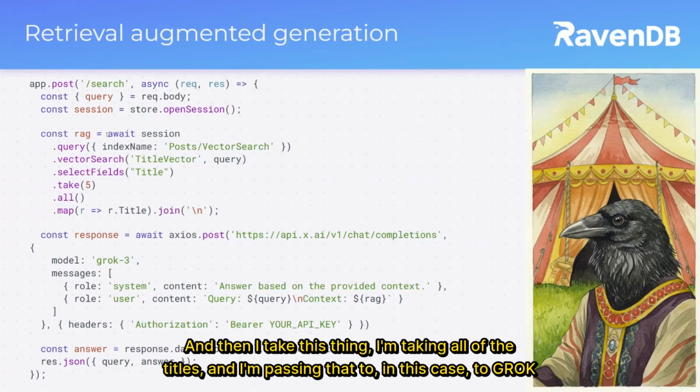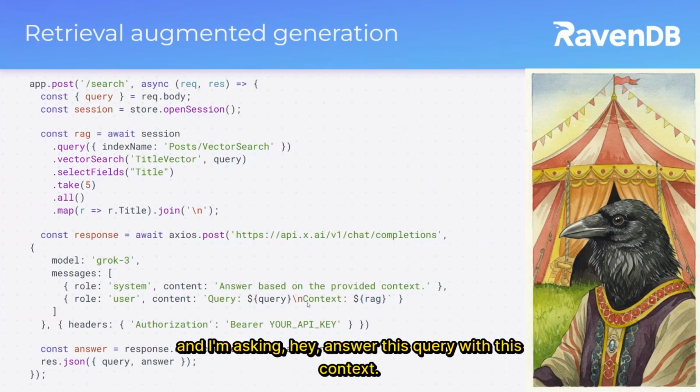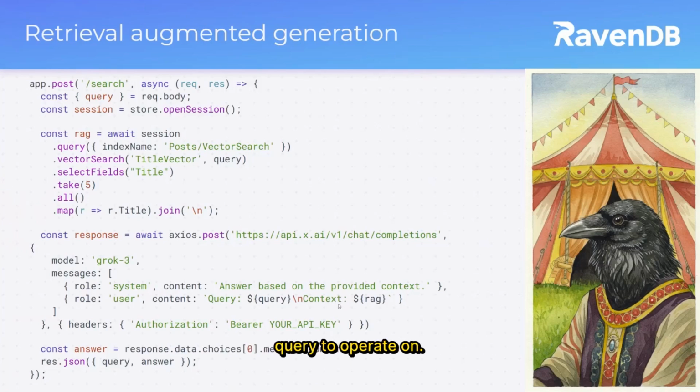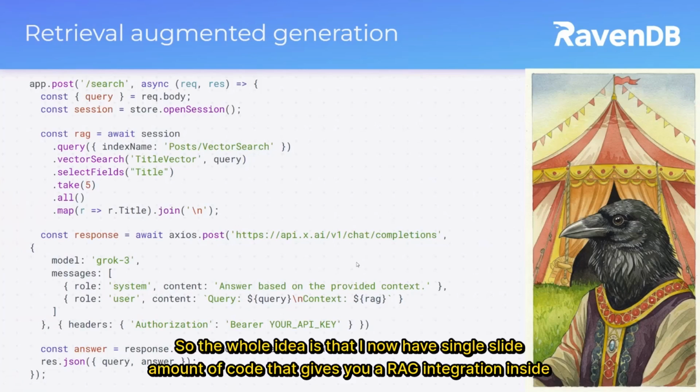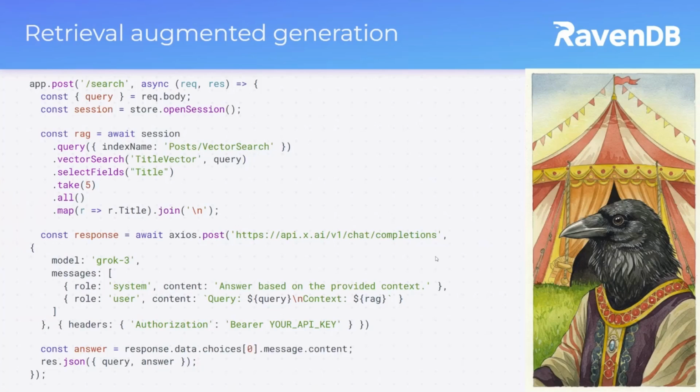And then I take all of the titles and pass them to, in this case, Grok, and I'm asking, hey, answer this query with this context. So now I'm providing additional context for the query to operate on. And now I have an answer. So the whole idea is that I now have a single slide amount of code that gives you RAG integration inside of your database, on your own data, on your own logic.